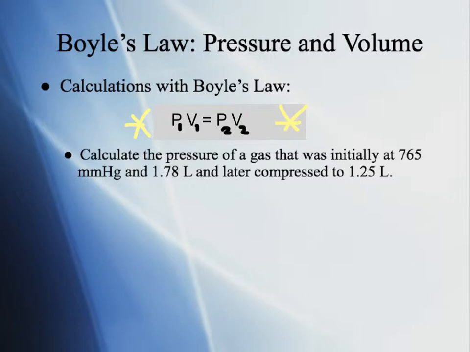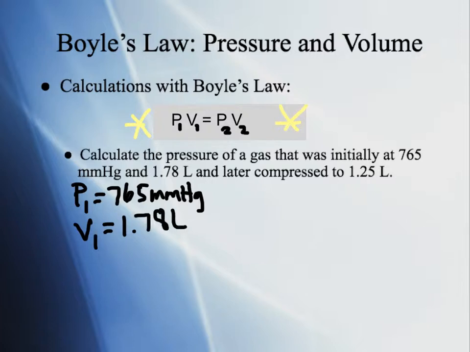All right, so let's take a look. It says calculate the pressure of a gas that was initially 765 mmHg and 1.78 liters, and later compressed to 1.25 liters. All right, so let's put down what we have. Remember mmHg is pressure. Initial pressure is 765 mmHg, and that means our initial volume was 1.78 liters.